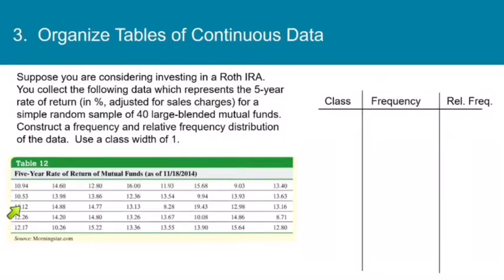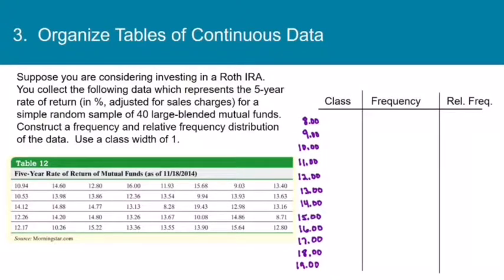So let's scan the data here and find our smallest value, because we need to make sure that the first lower class limit is small enough to accommodate our smallest data value. So here I'm seeing 8.28. Okay, I don't see anything smaller than 8.28. Okay, so since we have to have a class width of 1, I'm thinking 8.00 will be a convenient first lower class limit. And then class width of 1 means I'll just add 1 to get the lower class limit of the next class, and so on. And I need to have enough classes to accommodate my largest data value, which is 19.43.